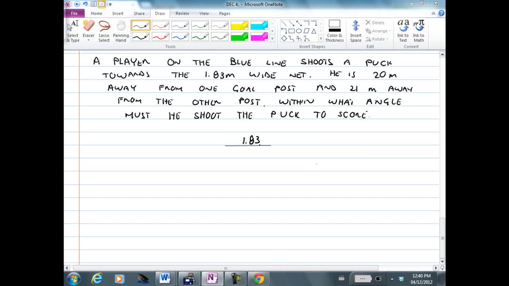So right off the bat, there's this hockey player. He's somewhere. Doesn't matter where he is. He could be there, or somewhere else. Now, it says he's 20 meters away from one, and he's 21 meters away from the other. A lot of you ask me, how do you know which one's 20 and which one's 21? It doesn't matter which one's 20 and which one's 21. Label 20, 21. Okay?